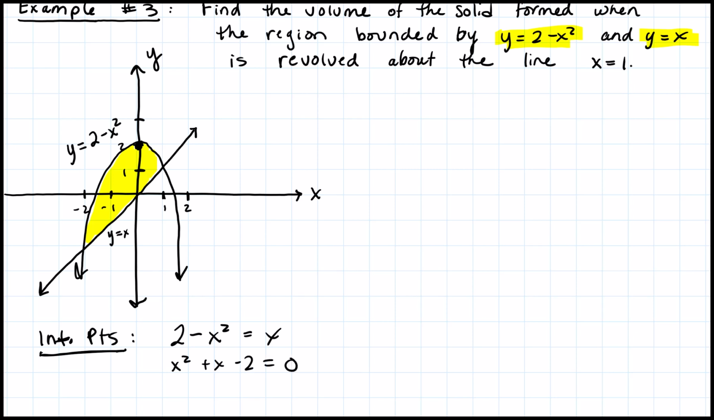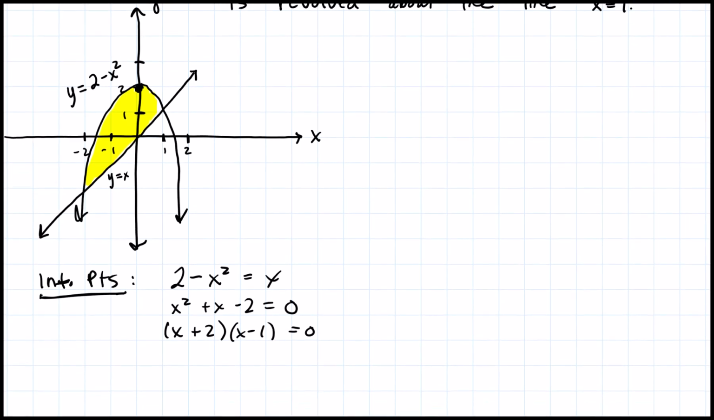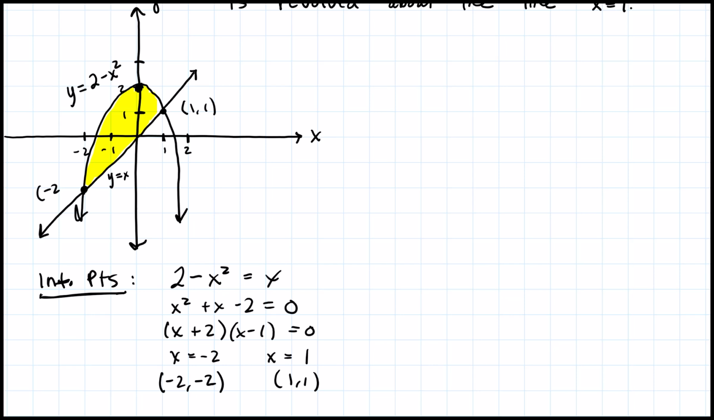I'm going to move all those terms to one side, and then I'm going to go ahead and factor: x plus 2, x minus 1 equals 0. So my intersection points here are going to be when x is negative 2 and when x is positive 1. So I did do a pretty decent job. They're pretty close. I'll make the dots big enough so they're exactly on. And then if I plug negative 2 back in, x equals y. So this will be at negative 2, and at 1, 1. So 1, 1, and negative 2, negative 2 for my intersection points.